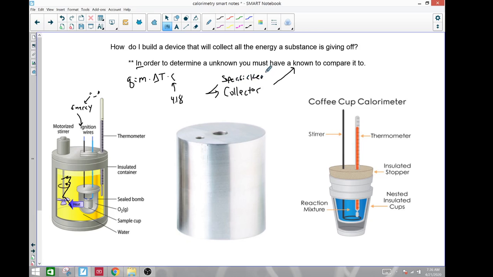So I need more than that. Obviously, if I'm collecting something in here, I need to know the mass of the water, the collector. I know the temperature change of the collector, hence the thermometer. I know the specific heat of the collector.